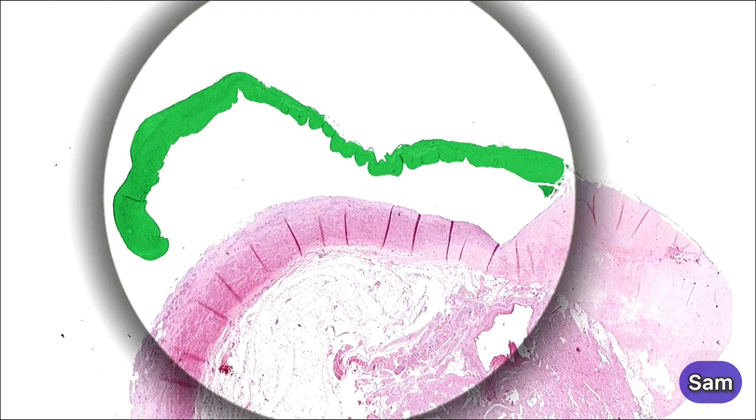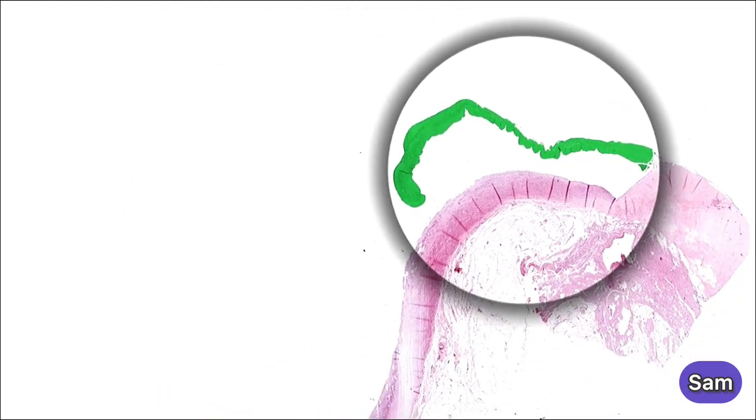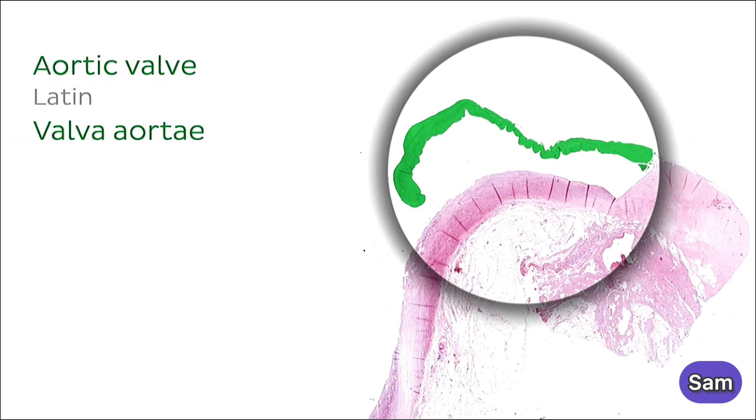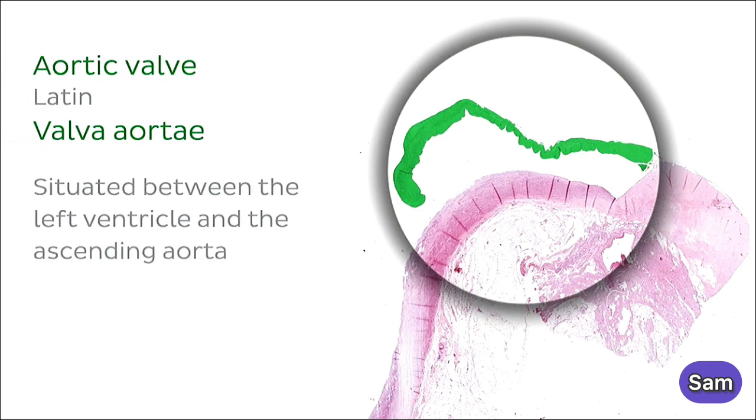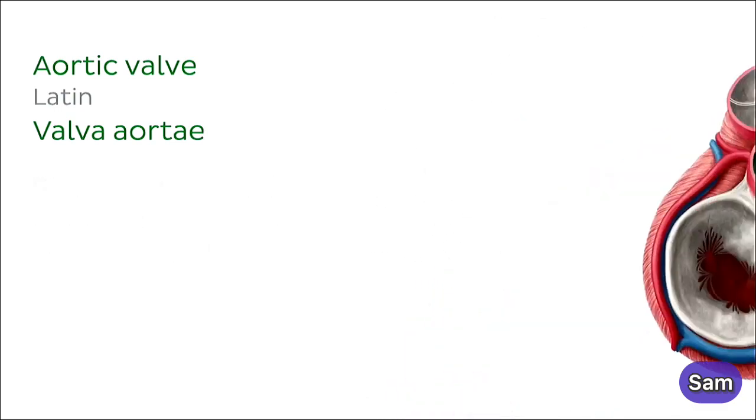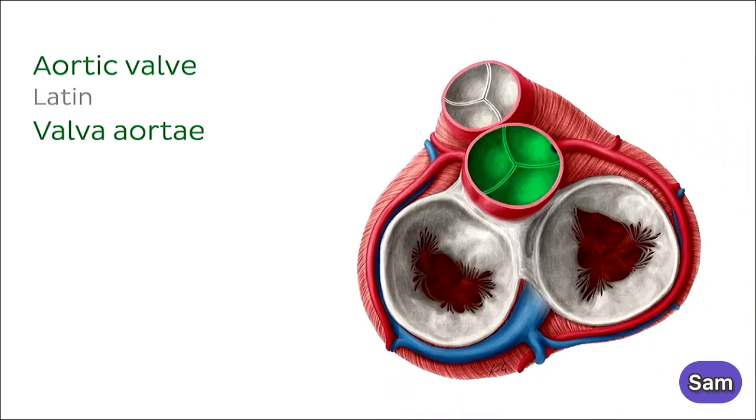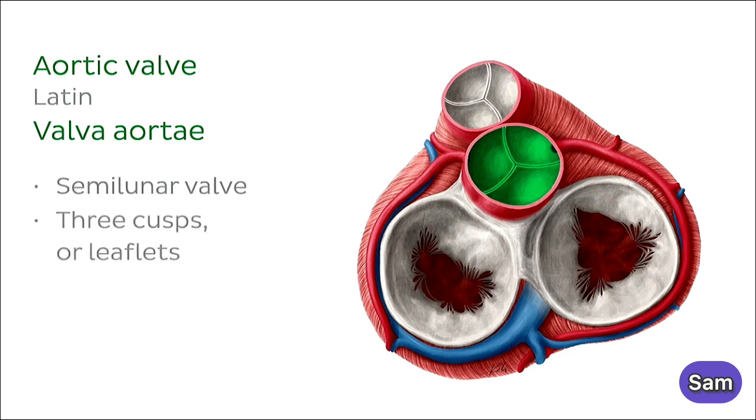We'll start more generally by looking at a valve cusp as a whole, and this highlighted green projection off of the heart wall is a cusp of the aortic valve, and this is the valve that is situated between the left ventricle and the ascending aorta. This image on the right shows a superior view of the heart with the entire aortic valve highlighted in green, and remember this valve, along with the pulmonary valve, is a semilunar valve and consists of 3 cusps or leaflets.